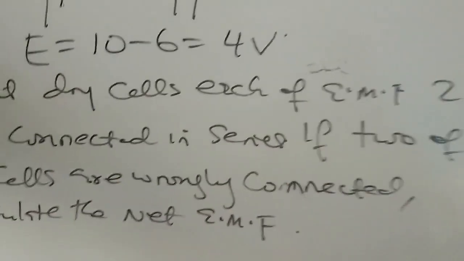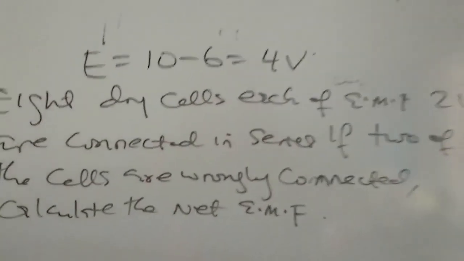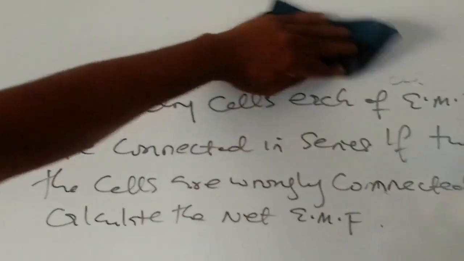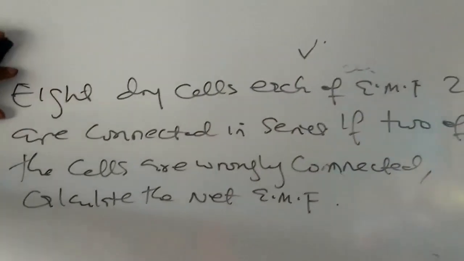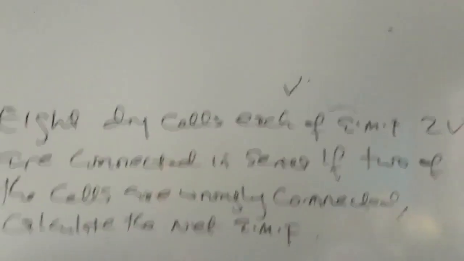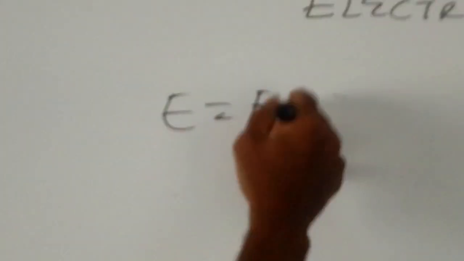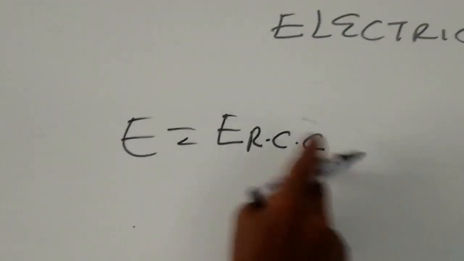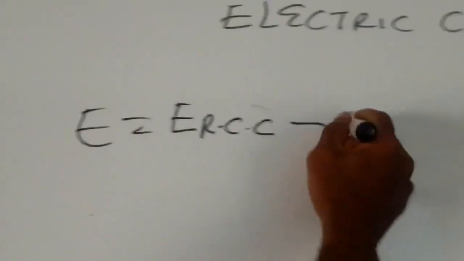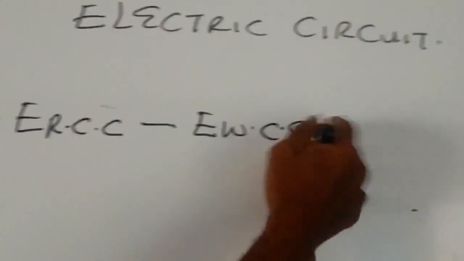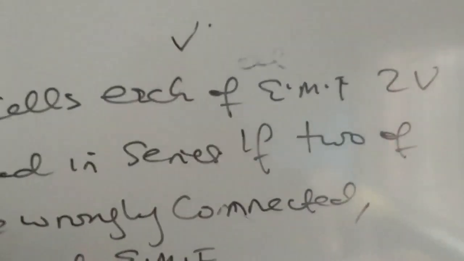So looking at this, to find the net EMF, there are 8 cells, and then 2 are wrongly connected. That means to find the net EMF, we use the EMF of rightly connected cells minus the total EMF of wrongly connected cells. There are 8 cells in this question. 2 are wrongly connected. That means 8 minus 2 gives us 6. That means 6 are rightly connected.